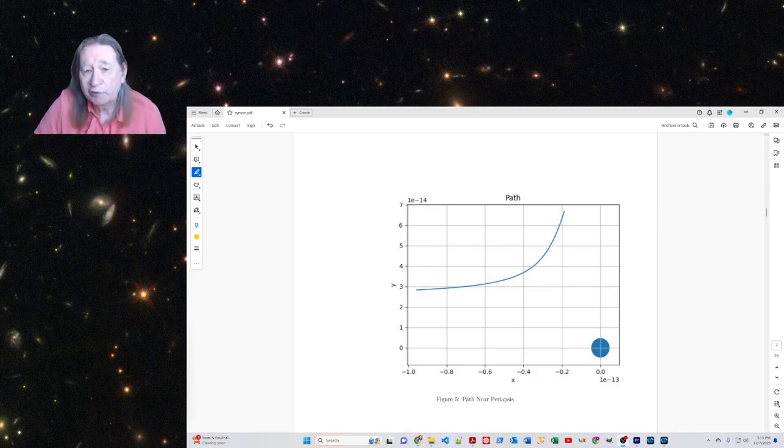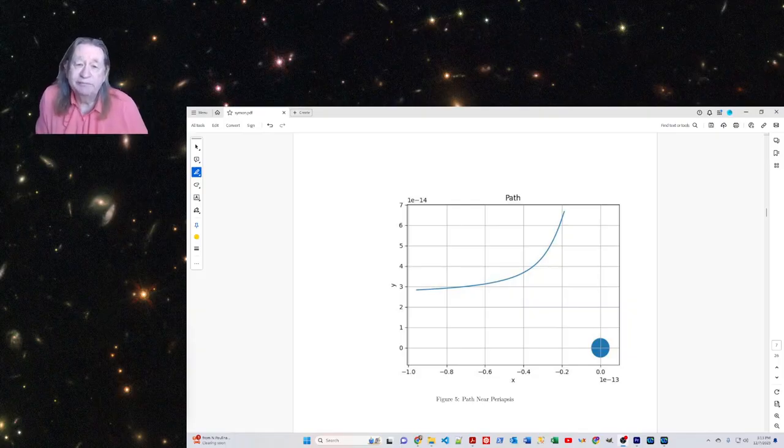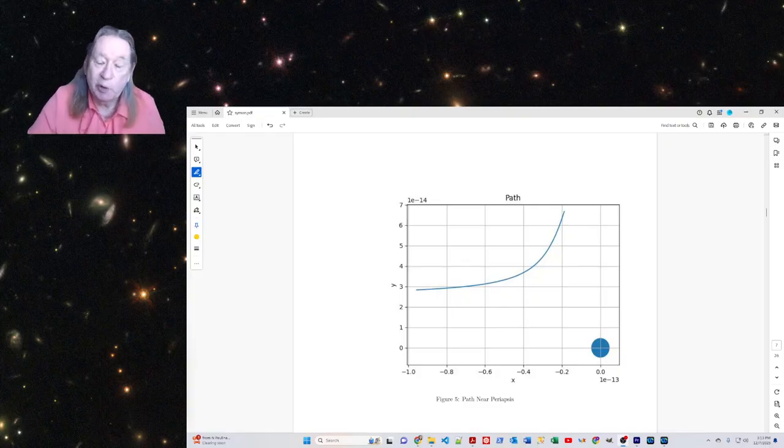Here are the results. I've just shown you a brief time interval when the alpha particle is very close to the nucleus. You can see where it reaches its point of closest approach. That's called the periapsis. And it is a hyperbola, as it is supposed to be.